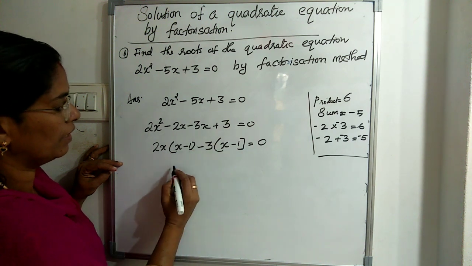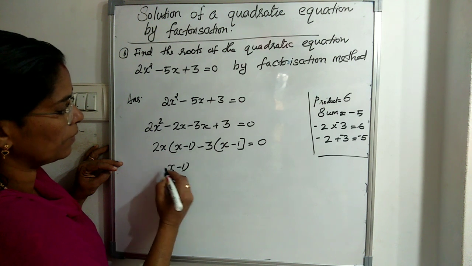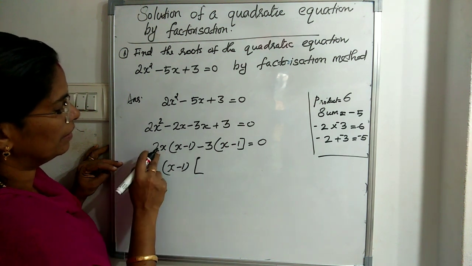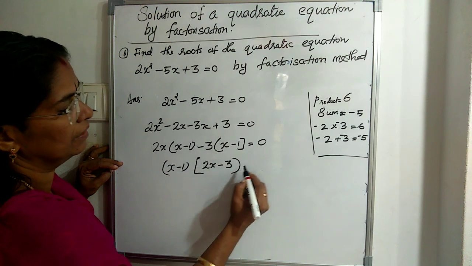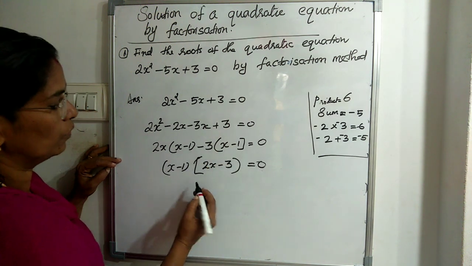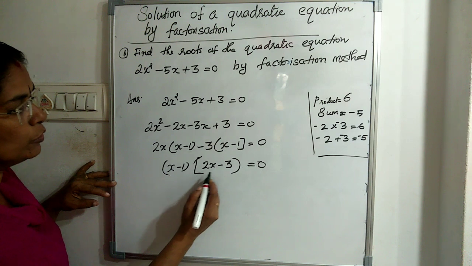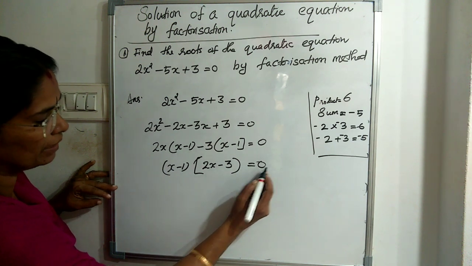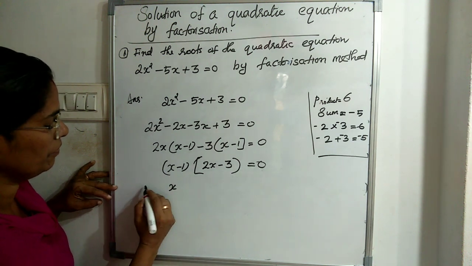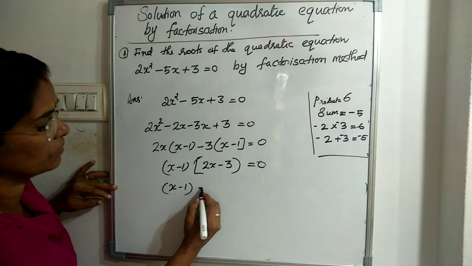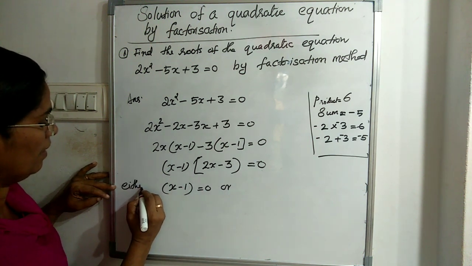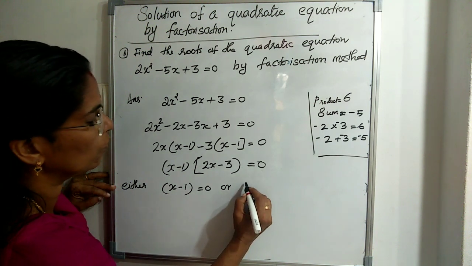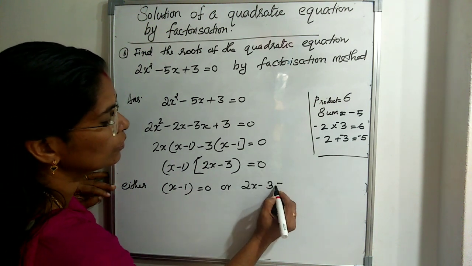It is x minus 1. So we can take x minus 1 common. Here the balance is 2x and here it is minus 3, that is equal to 0. So x minus 1 into 2x minus 3 equal to 0 means either x minus 1 equal to 0 or 2x minus 3 equal to 0.